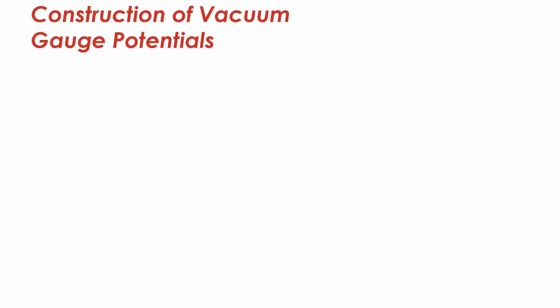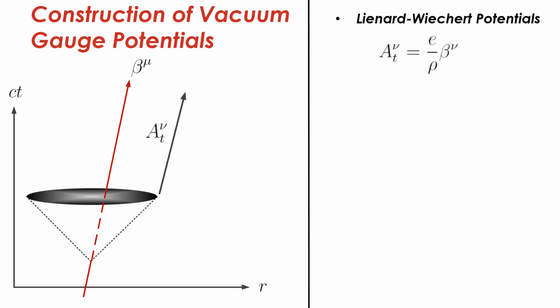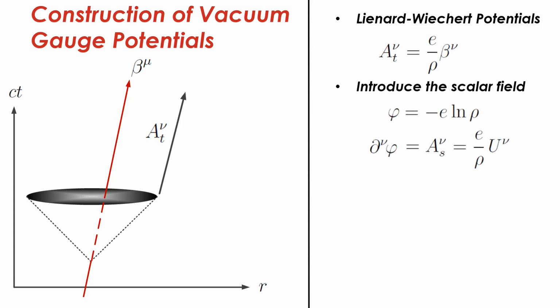We can demonstrate the construction of vacuum gauge potentials on a space-time diagram. Here, the red arrow shows an electron moving with velocity beta nu. The Lienard-Wiechert potentials for the moving particle, A nu sub t, are represented by the black arrow at a point in the space-time diagram. Next, we introduce the gauge field phi equal to minus e log rho. A gradient operation on this field produces the space-like vacuum gauge potentials A nu sub s. And this space-like field is shown by the new arrow in the space-time diagram.